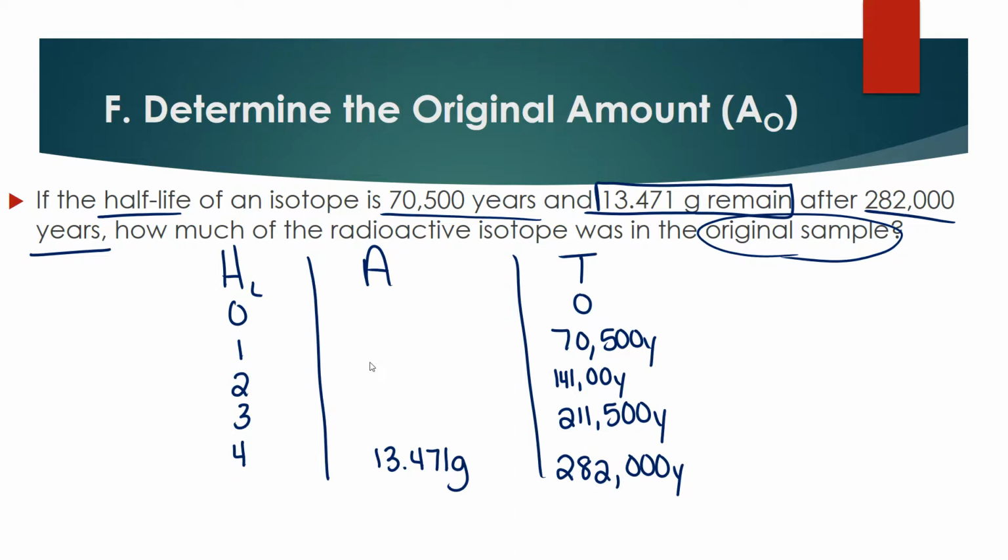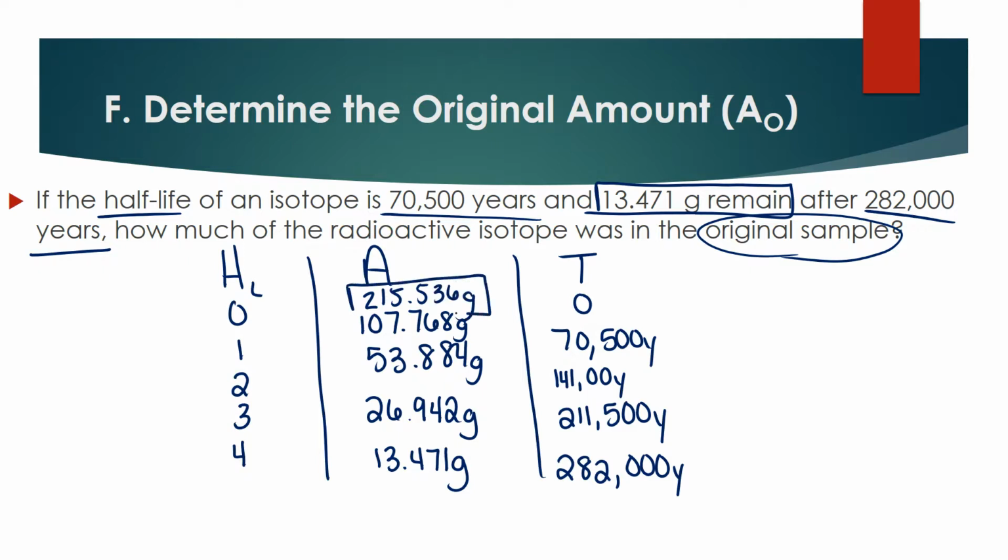So we're going to take 13.471 times 2 to give me 26.942 grams. We're going to double that. When we double that, we get 53.884. When we double it again, we get 107.768 grams. And lastly, to get to our original amount, we're going to double one last time, and we get an answer of 215.536 grams. So we wanted to find the original sample. That's at time 0 or before any half-lives have occurred.